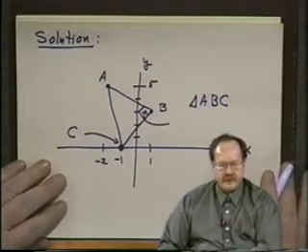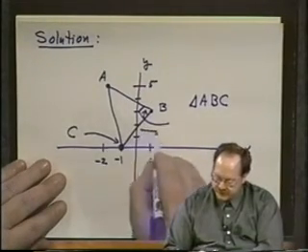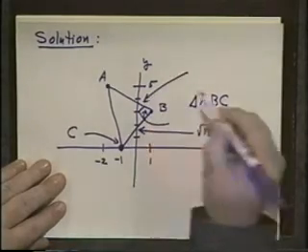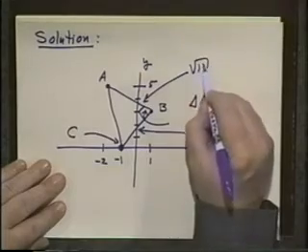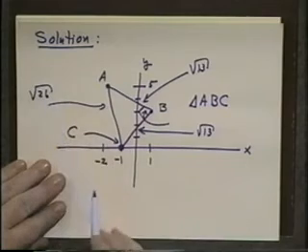Here's the triangle as we drew it. Now we've found out the lengths of these sides, so let me mark them. This side is now square root of 13. This side, or leg, is the square root of 13. And this side is the square root of 26.